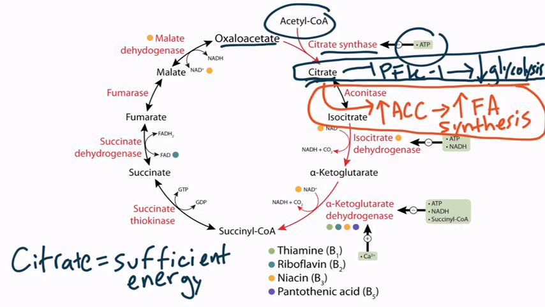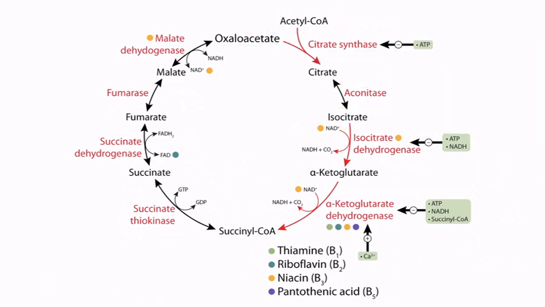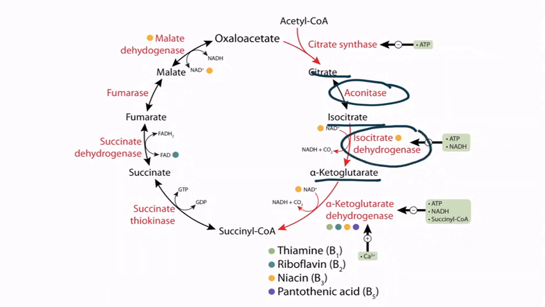I talk about this more in the video on fatty acid metabolism, as well as the regulation of PFK1 in the video on glycolysis. In the second step, citrate is converted to isocitrate by aconitase. The third step converts isocitrate to alpha-ketoglutarate using the enzyme isocitrate dehydrogenase. This is one of the rate-limiting steps of the TCA cycle and therefore one of the most important steps you should know. Notice that isocitrate dehydrogenase is the first step in the pathway that produces NADH.